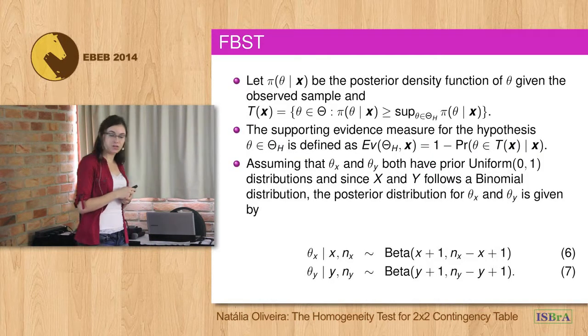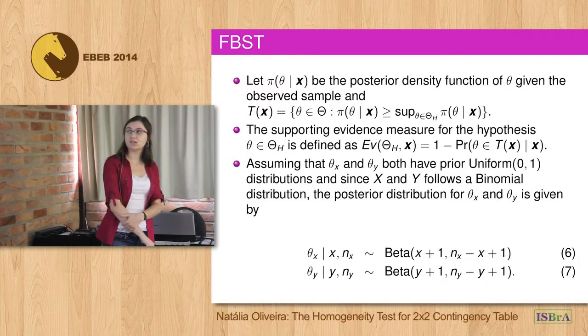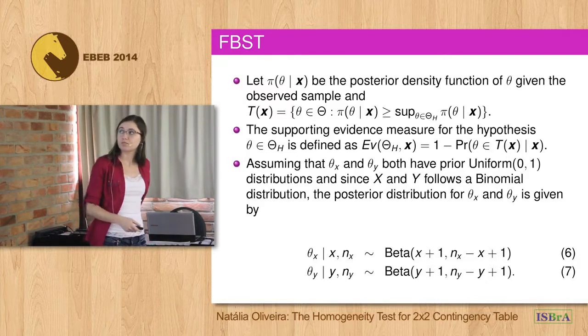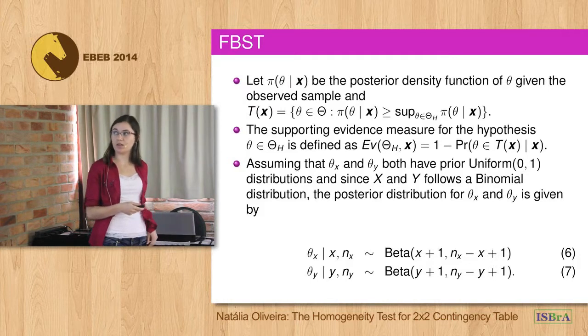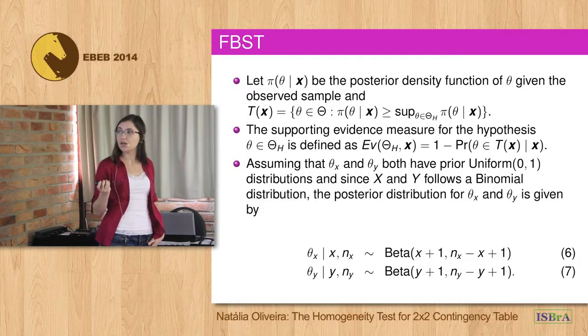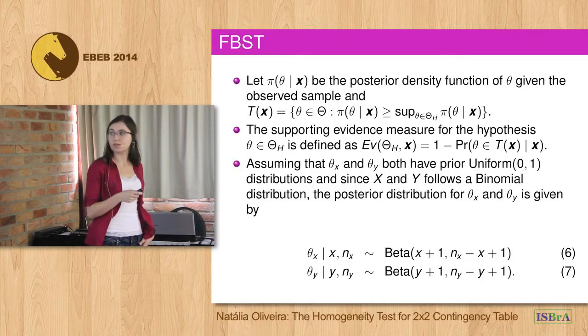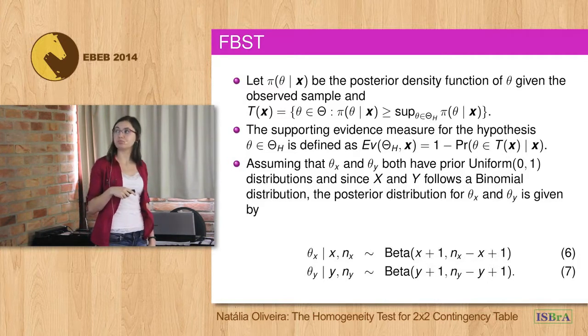Now to the Bayesian index considered, the e-value. So we're using the full Bayesian significance test. Let pi be the posterior density function of theta and T_x the tangent set for the hypothesis. The e-value is calculated as 1 minus the probability of theta in the tangent set.